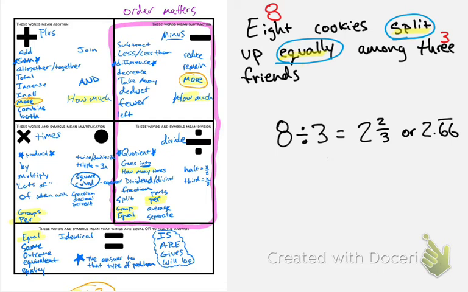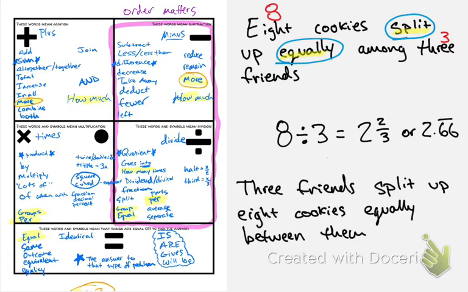Now, we also just described a moment ago how important order is in subtraction or division problems. So let's take a look at an example of how sometimes our word sentences can trick us up a little bit. So here is a similar but slightly different phrase. This phrase tells me that 3 friends split up 8 cookies equally between them. Well, I'm going to go through the same process and look for my clue words. I still have split up and equally, and now I look for my numbers, and I have 3 and 8.